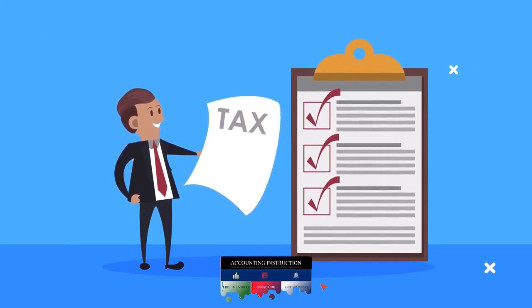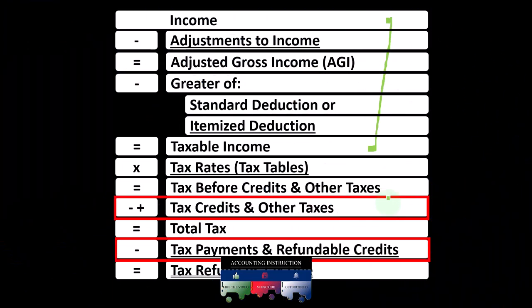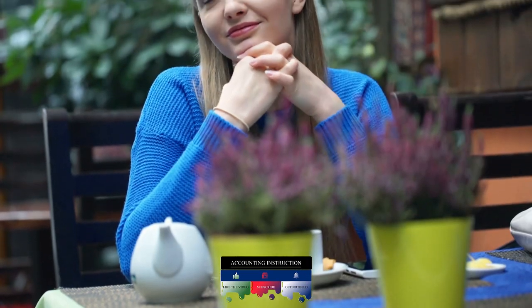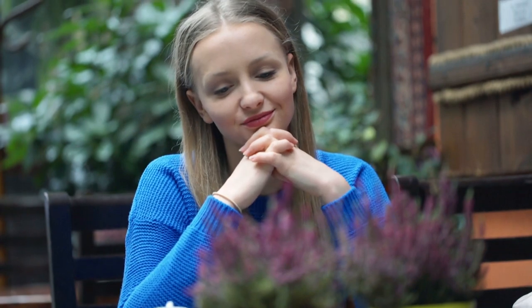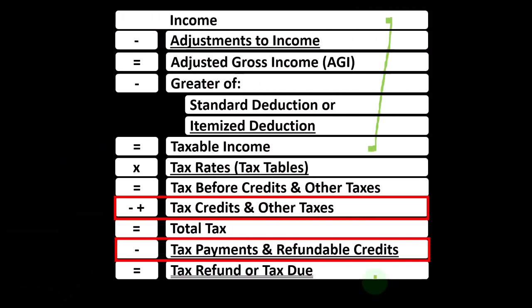But we can't stop there. Then we have to think about those credits and other taxes like self-employment tax. And then we have to think about how much we paid in with estimated tax payments or withholdings to get to the bottom line, tax refund or tax due.